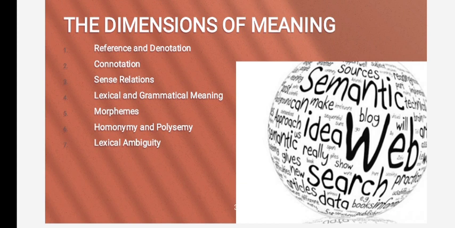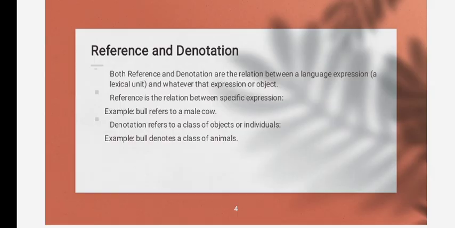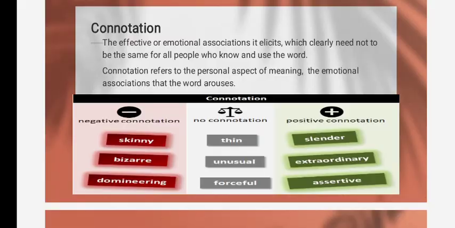and polysemy, and lexical ambiguity. Reference and denotation. Both reference and denotation are the relation between a language expression, a lexical unit, and whatever that expression refers to, a person or object. Reference is the relation between a specific expression and its referent. Example: bull refers to a male cow. Denotation refers to a class of objects or individuals. Example: bull denotes a class of animals.